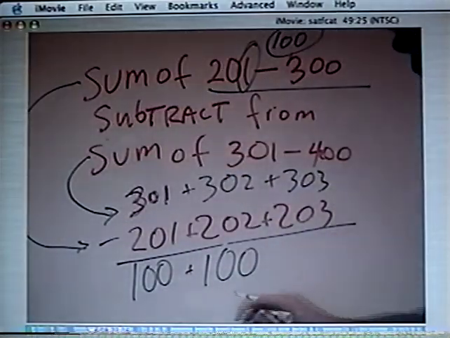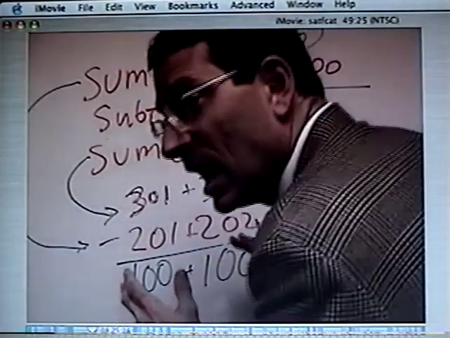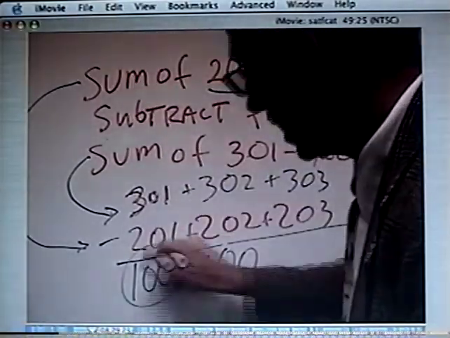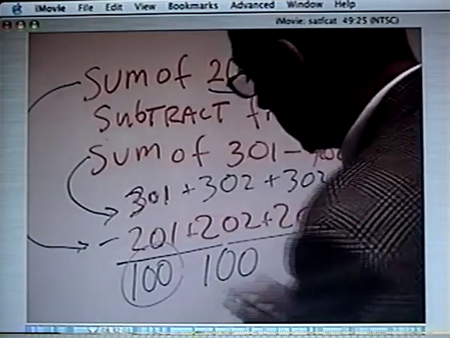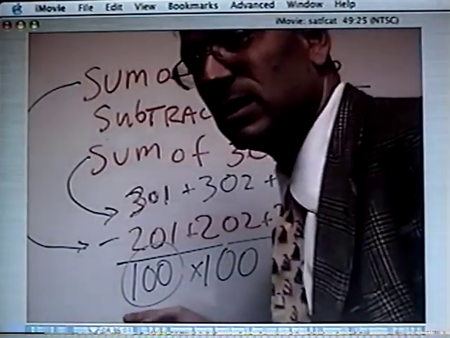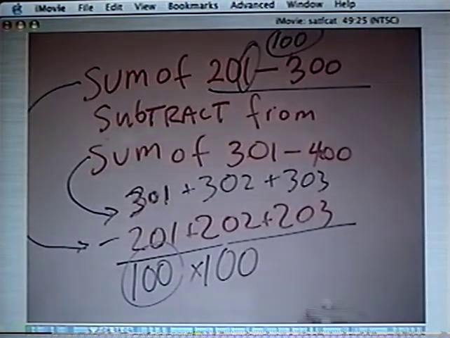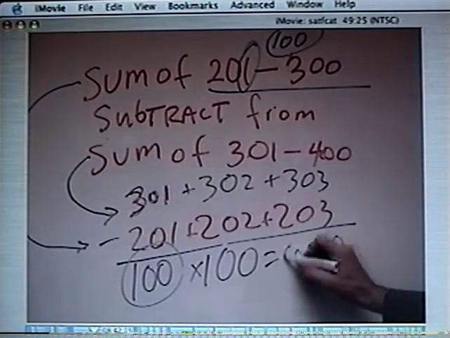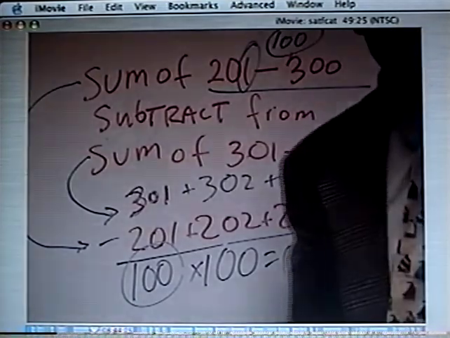So, we have 100 numbers, and the difference between each one is 100. So I'm going to say the total difference is 100 times 100. How many zeros is that? That's what I get.